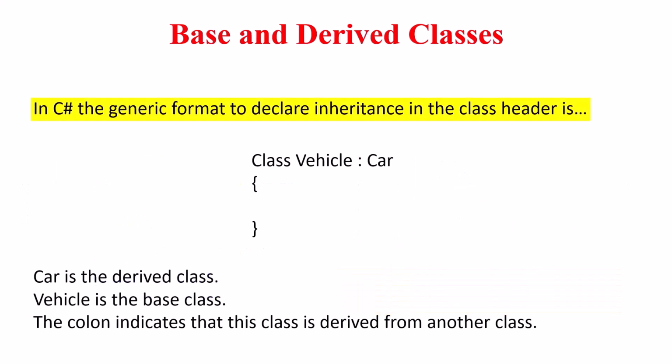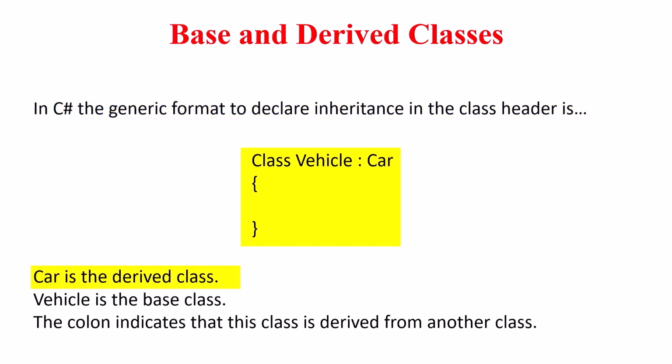In C# generic format, to declare inheritance, the class header is car, colon, vehicle. Car is a derived class. Vehicle is the base class. The colon indicates that the class is derived from another class and thus gets all the properties.